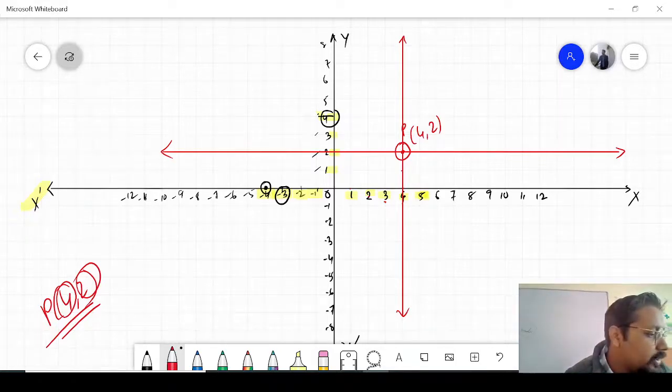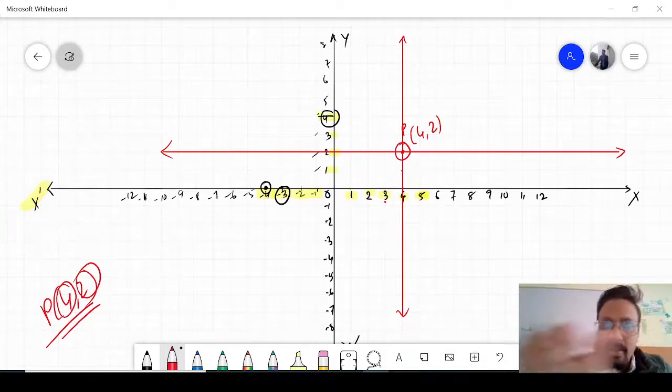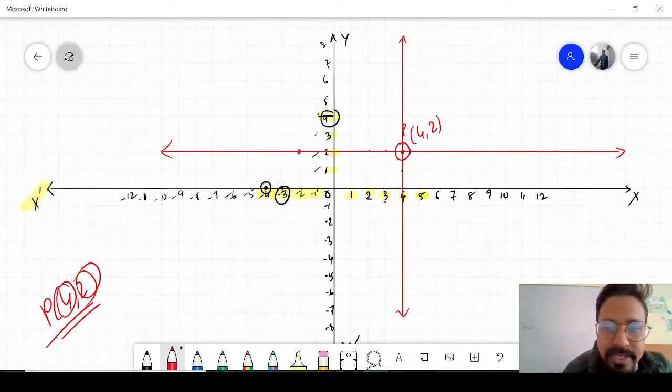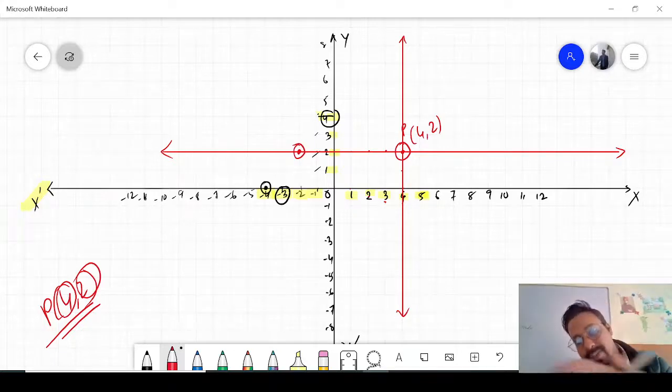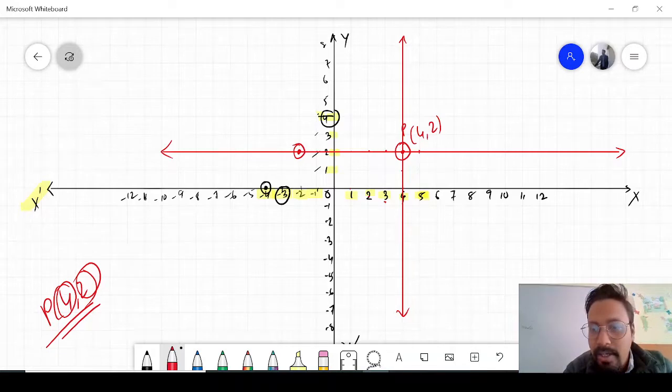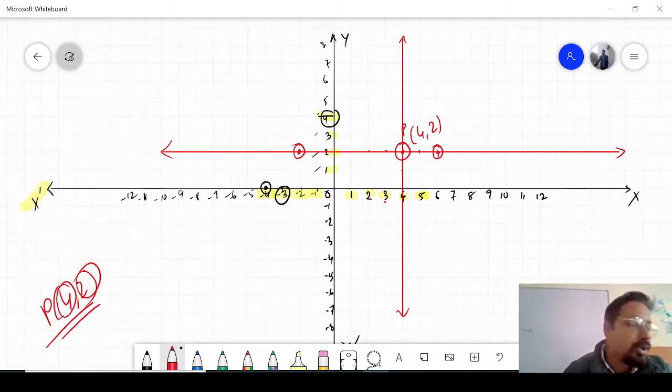Take 2 points, one 6 units on the left of P. So from P we have to go 6 units towards the left. So 1, 2, 3, 4, 5, 6. Here is the point. And another to the right by a distance of 2 units. So now move towards the right by 2 units. 1, 2. This one. This is our second point.